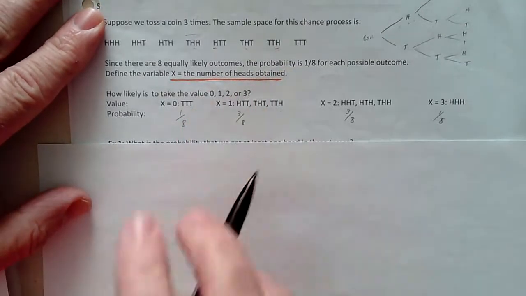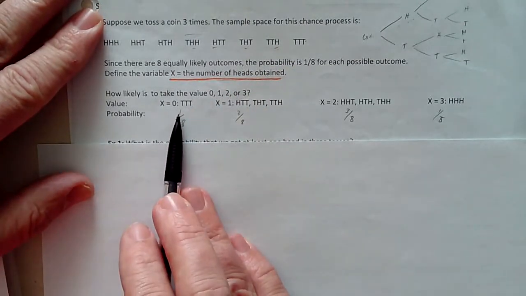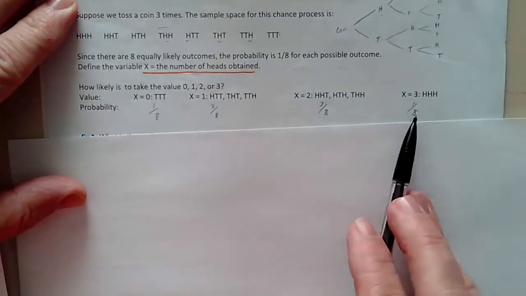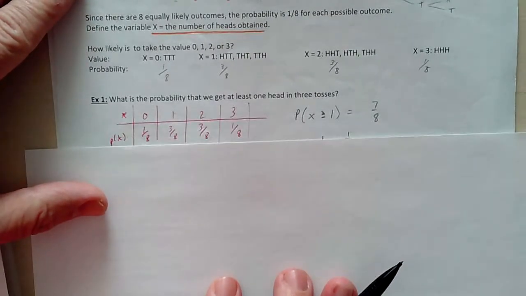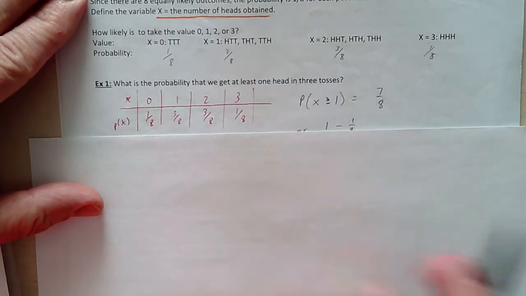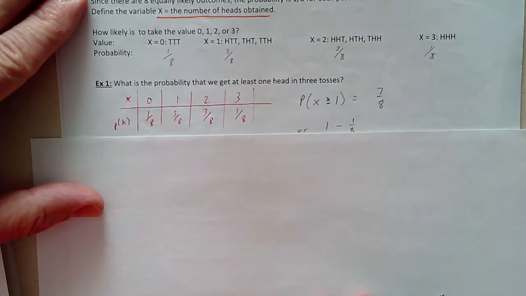These are actually called discrete numbers. We'll get to that. So 1/8 chance of 0 heads, also 1/8 chance of 3 heads. And then we got 3/8 for the other 2 scenarios. Okay, so now we have this probability distribution.